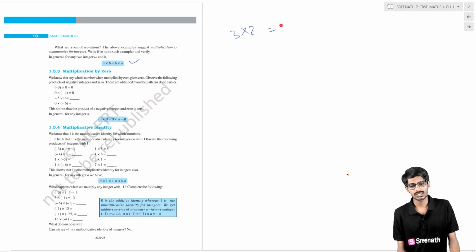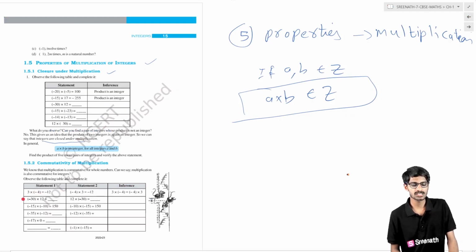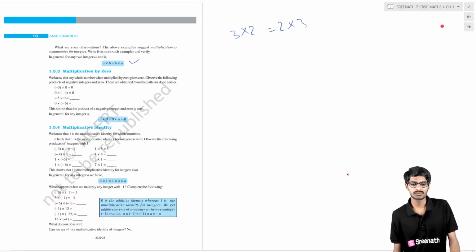If 3 into 2 is equal to 2 into 3, then we say this commutative law is satisfied. This is for whole numbers. In the same way, if we take integers, one may be a negative integer and the other a positive integer, and we get a result which is also an integer. We interchange the two numbers and multiply, and in this case also we get the same result. So a cross b and b cross a give the same result, which means a cross b equals b cross a. So the examples suggest that multiplication is commutative for integers.